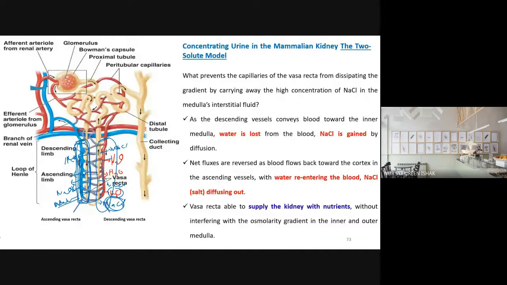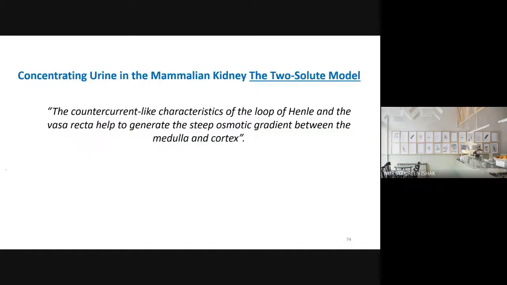Alright. So it says here the counter current like characteristics of loop of Henle and the vasa recta helps to generate the steep osmotic gradient between the medulla and also the renal cortex.